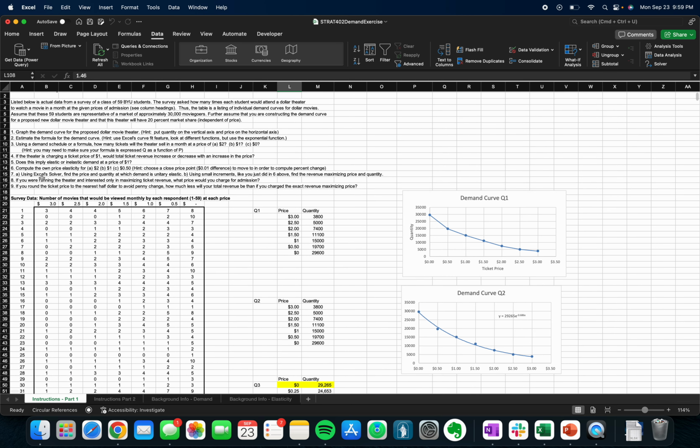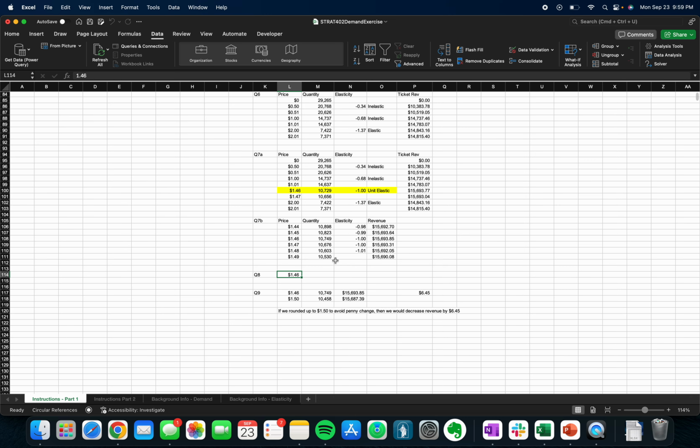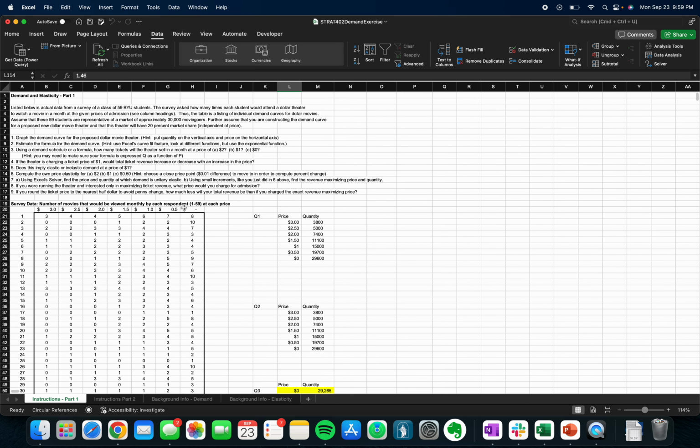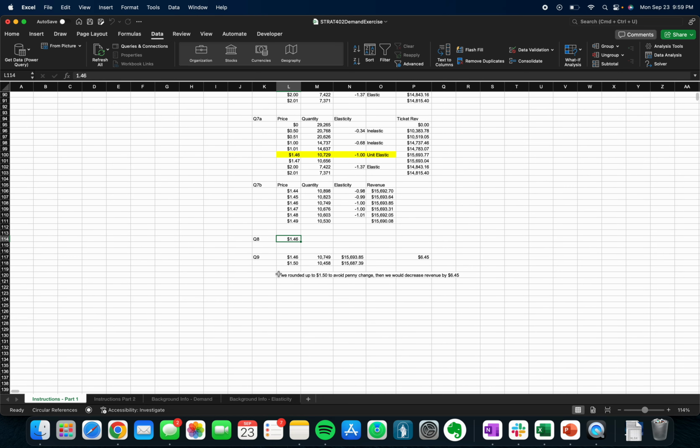Question 8, if you're running a theater and interested only in maximizing ticket revenue, which price would you charge for admission? Again, 1.46, that's the revenue maximizing price. And then if you round the ticket price to the nearest $0.50 to avoid penny change, how much less will your total revenue be if you charge the exact revenue maximizing price? So the revenue maximizing price we said was 1.46 at 10,749 units, which gives you 15,693.85. And then if you round it up to the nearest $0.50, you're selling about 300 fewer tickets at a higher price, for about $6.45 less in revenue.